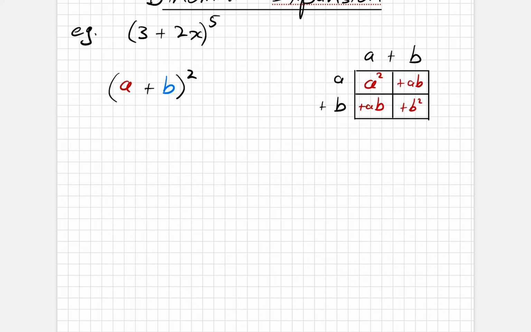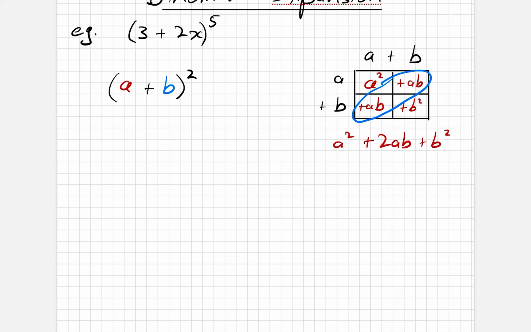So my answer is I've got an a squared at the start. Then we can see I've got two like terms here. I've got ab in there twice. Okay, so ab plus ab is 2ab. And then finally I've got a b squared as well.